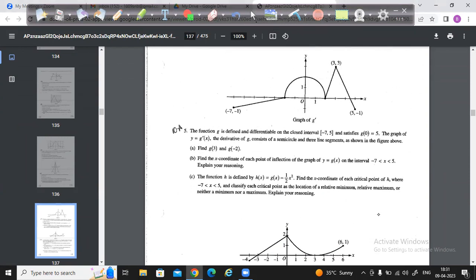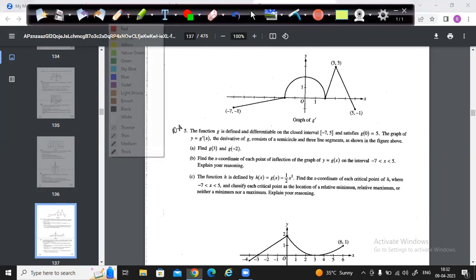You can find g of 3, is what it's asking. They gave the graph of g dash. They gave that the function g is differentiable on the interval, and the graph of its derivative consists of semicircles, and asked to find the value of g of 3. So they gave g dash of x and they're asking you to find g of x. Please see this question. I need to find g of 3.